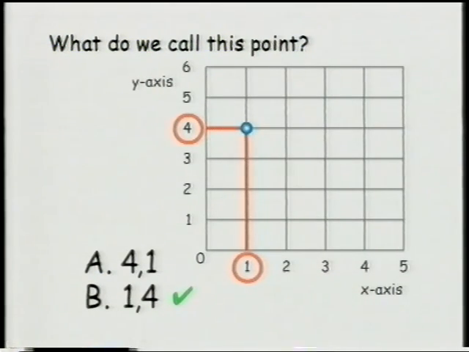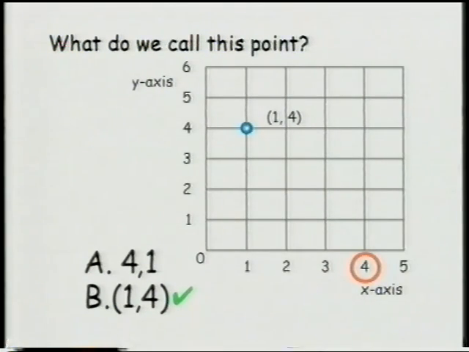But it's not quite, because we should write the two numbers in brackets with a comma in between. If you'd said A, 4, 1, that would be 4 along the x-axis and 1 up the y-axis, which is a different point on the graph altogether.